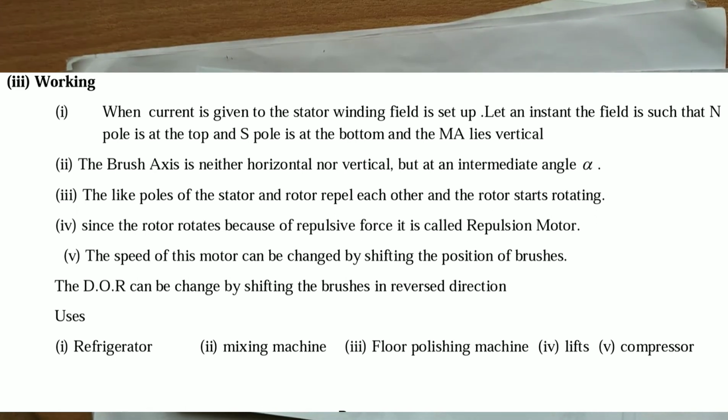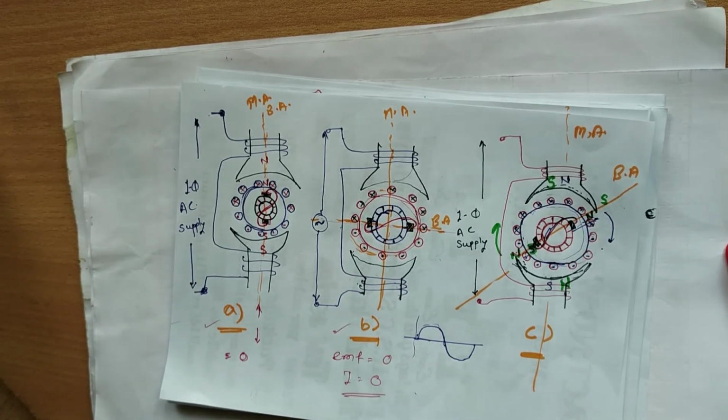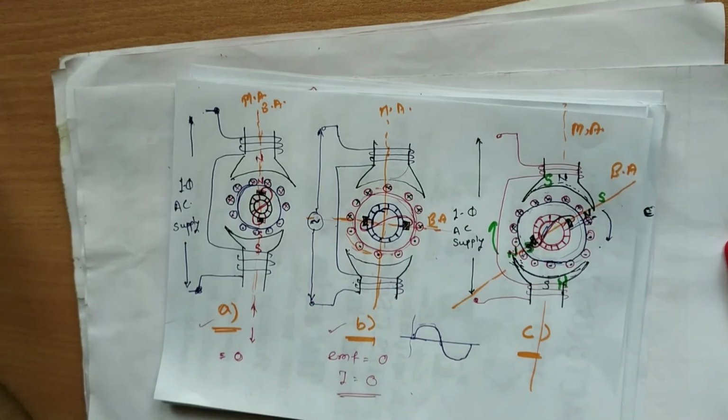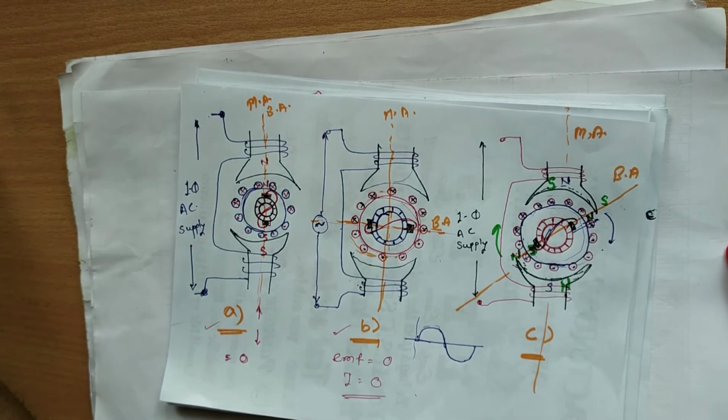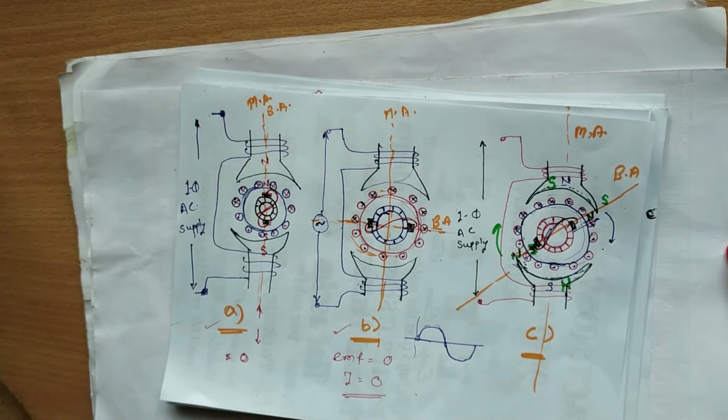Now understand this fact: the speed is very high, and it will keep increasing again and again. It means the speed control of this motor is difficult, so we need some extra circuitry to control the speed. This is the disadvantage, because we have to add circuitry and this increases the cost. So this is what the repulsion motor is. I hope you understood all the facts about the repulsion motor. Thank you.